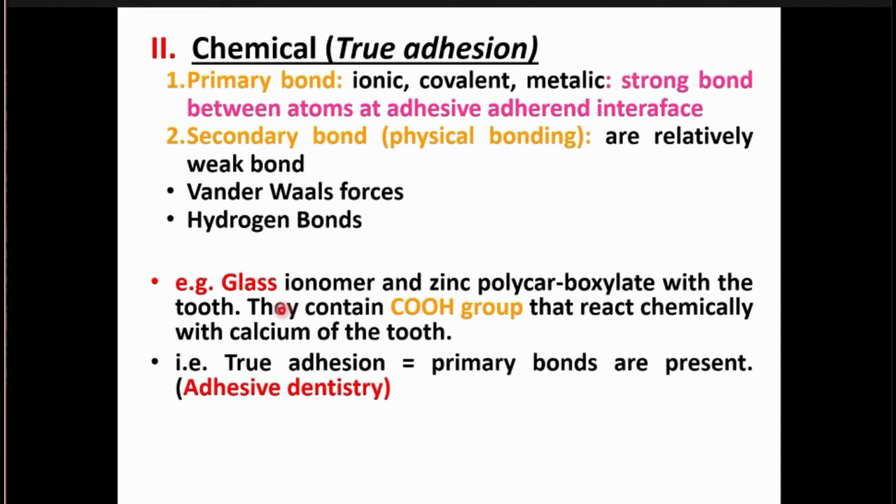In tooth structure, we have calcium. As we all know, there is calcium in tooth structure. So that reacts chemically with carboxyl group present in these materials, and there is a chemical bonding between both materials. So these are the types of adhesion which we get usually.